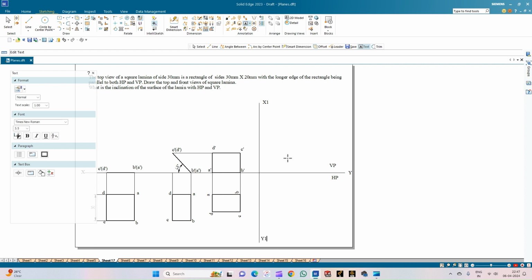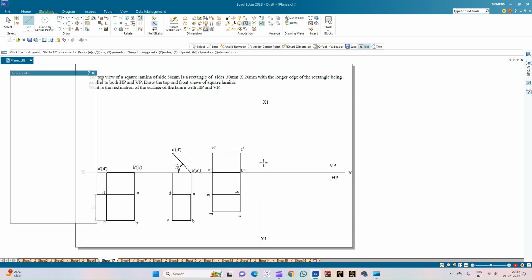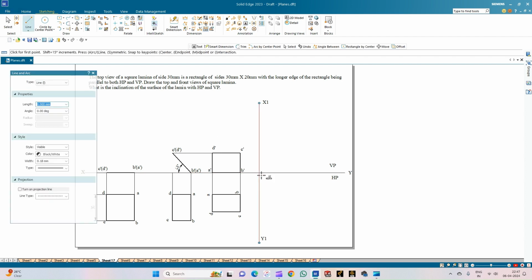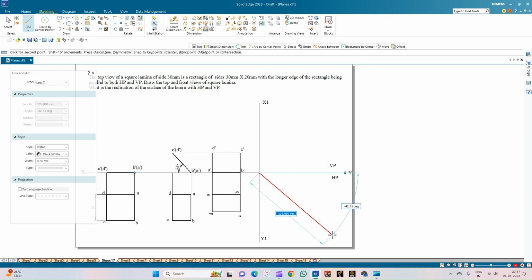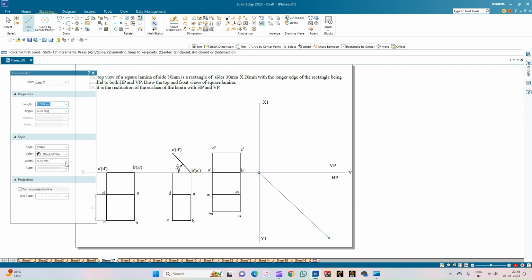So this plane, the intersection will be the right profile plane and the view will be the left side view. For that, let me draw the median line of 45 degree inclination. So enter the angle of inclination as minus 45. Now we shall draw the profile view.